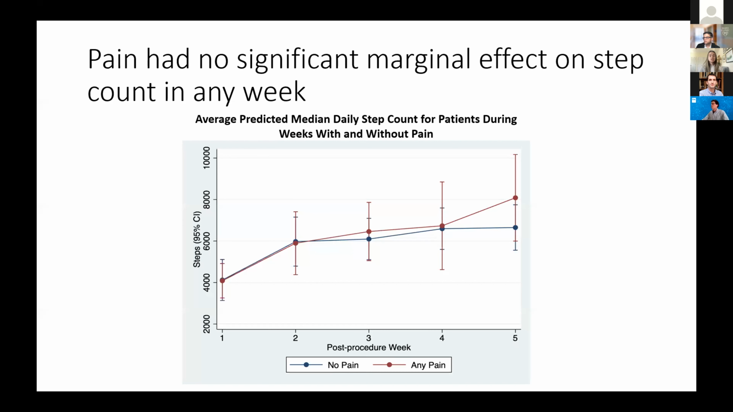Pain also evaluated on ED, we found effects. Next slide.